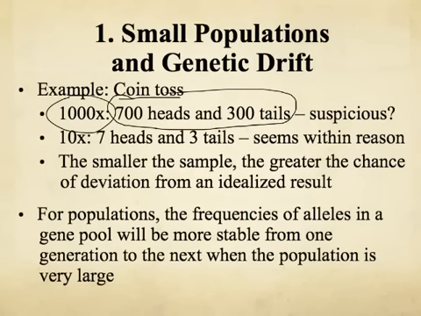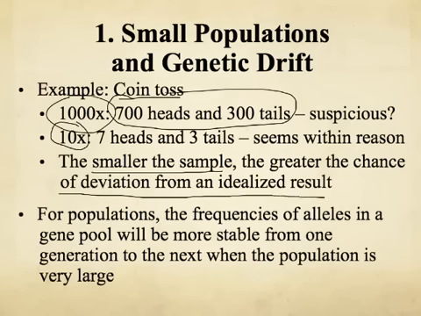But if I only flip that same coin 10 times and I got 7 heads and 3 tails, that wouldn't seem all that suspicious because I only did it 10 times. It's not very likely to get what I expect. And what I want you to take away from this is that the smaller the sample, the greater the chance of getting change or deviation from the expected result.